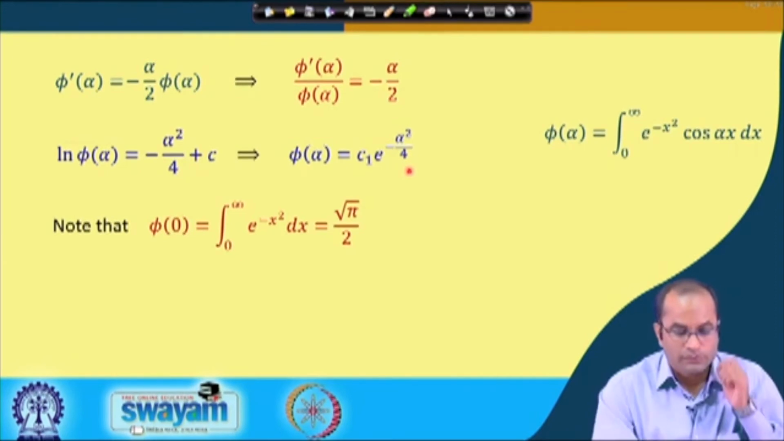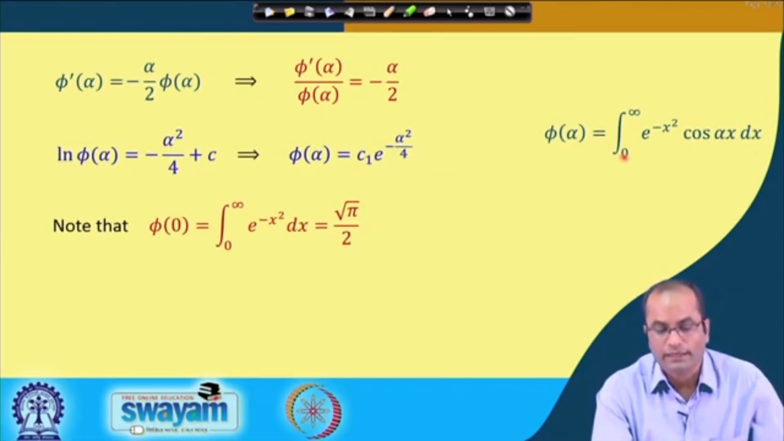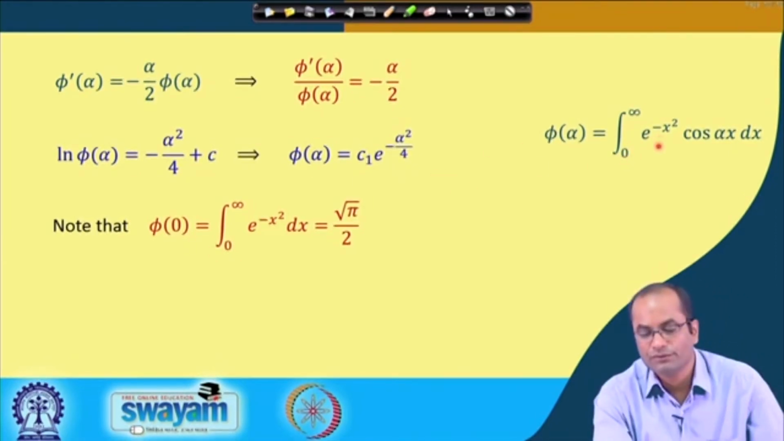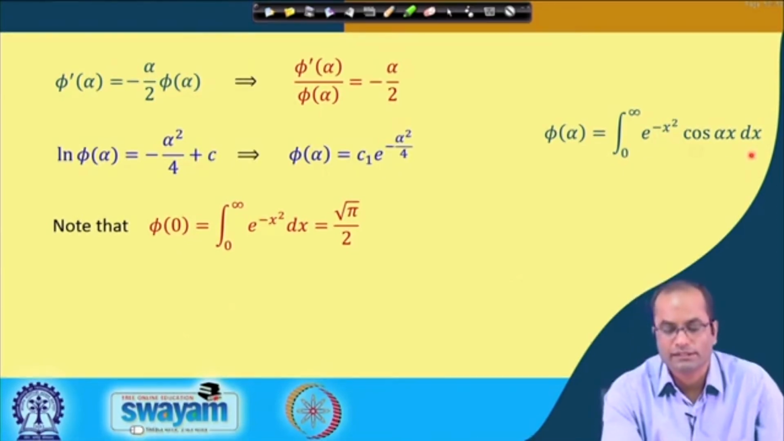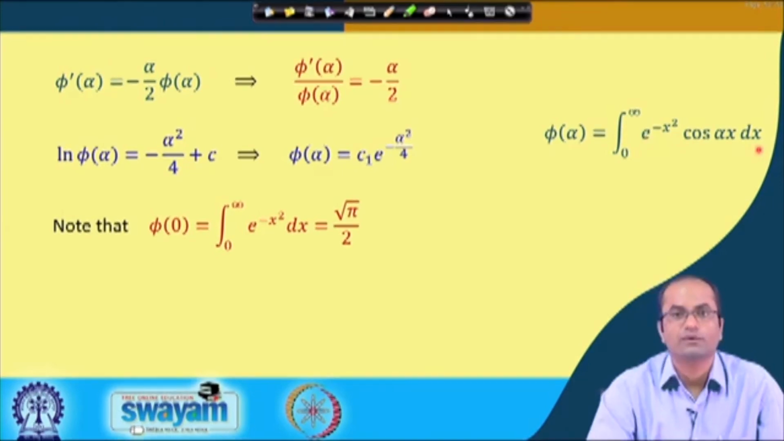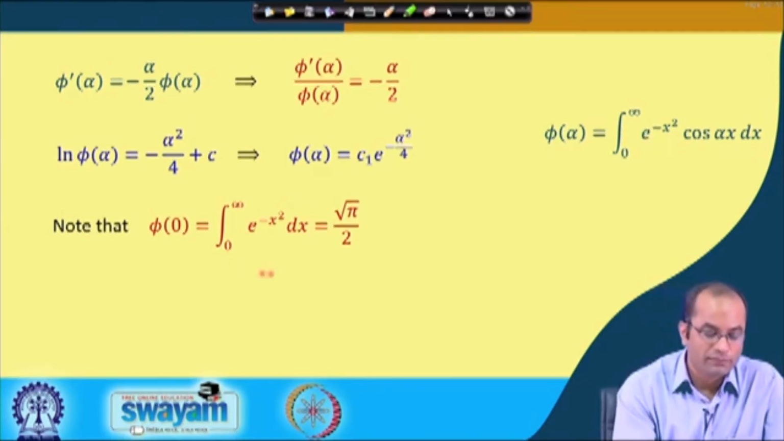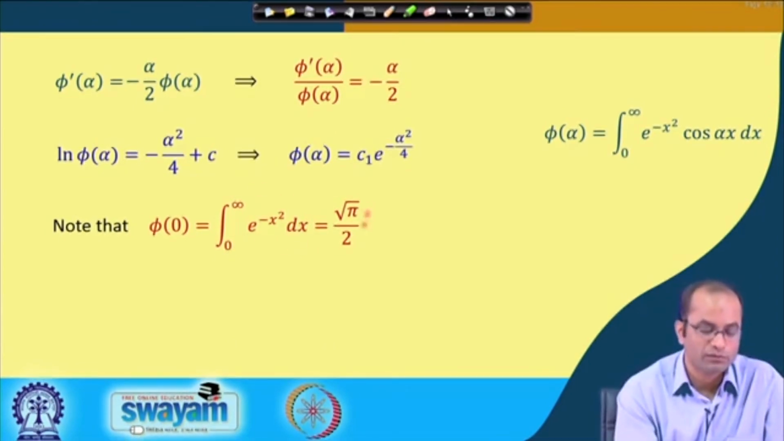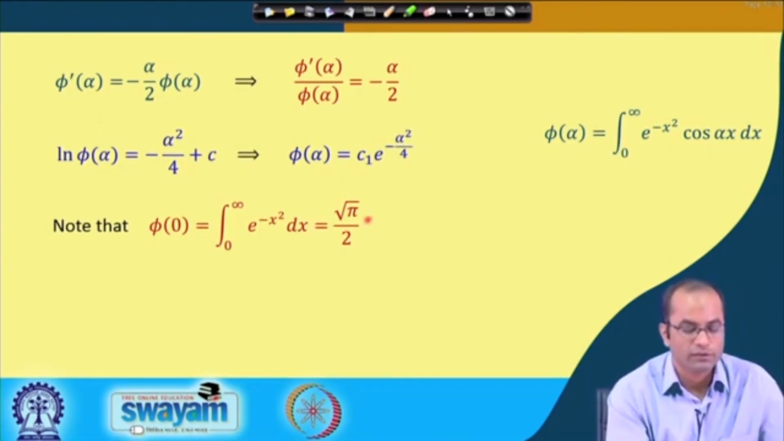And now, we note that this phi 0. The phi alpha was the integral 0 to infinity e power minus x square cos alpha x dx. So, phi 0 will be the integral 0 to infinity e power minus x square dx, and this integral we have seen in previous lectures as well, and in next lectures we will also prove that this is equal to square root pi by 2. So, this value of this standard integral is square root pi by 2. So, we know the phi 0.